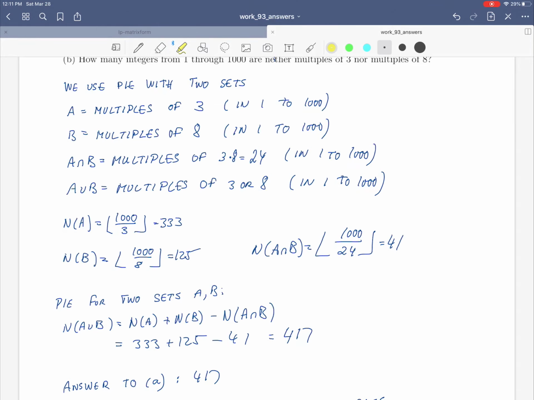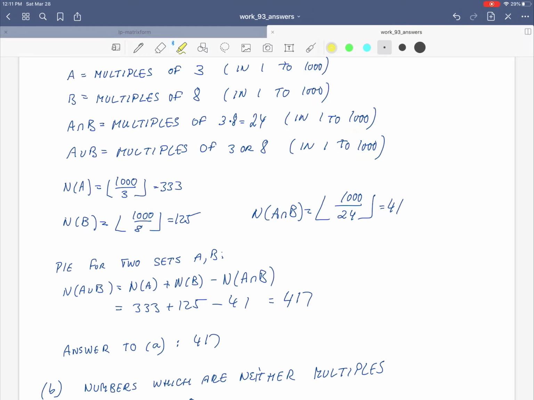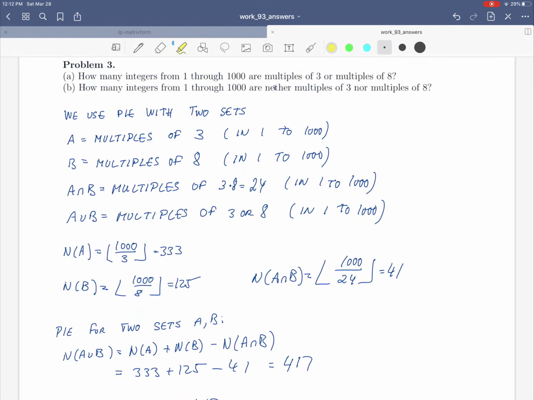So by the inclusion-exclusion, number of elements in A union B is number of elements in A plus number of elements in B minus number of elements in the intersection. Plugging the numbers, 333 plus 125 minus 41, that's 417. So that's 417 is the answer for A. Let us look at B.